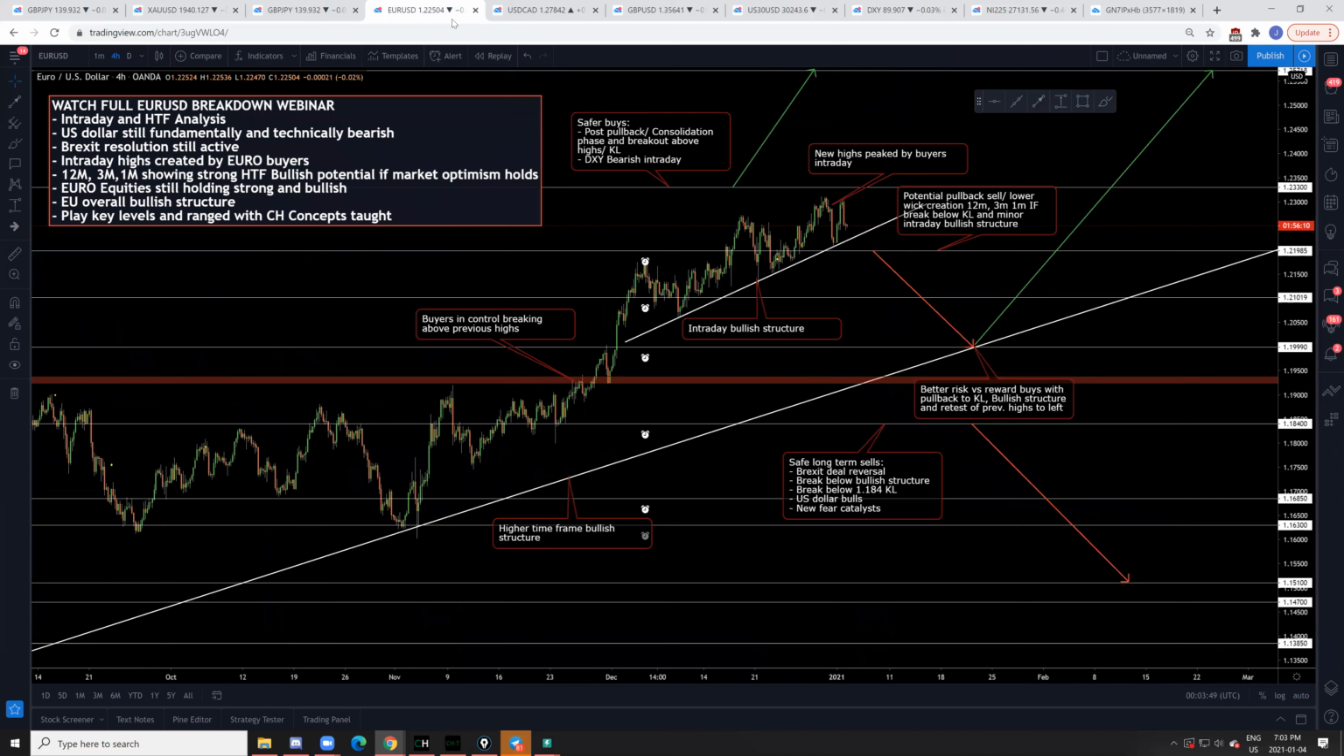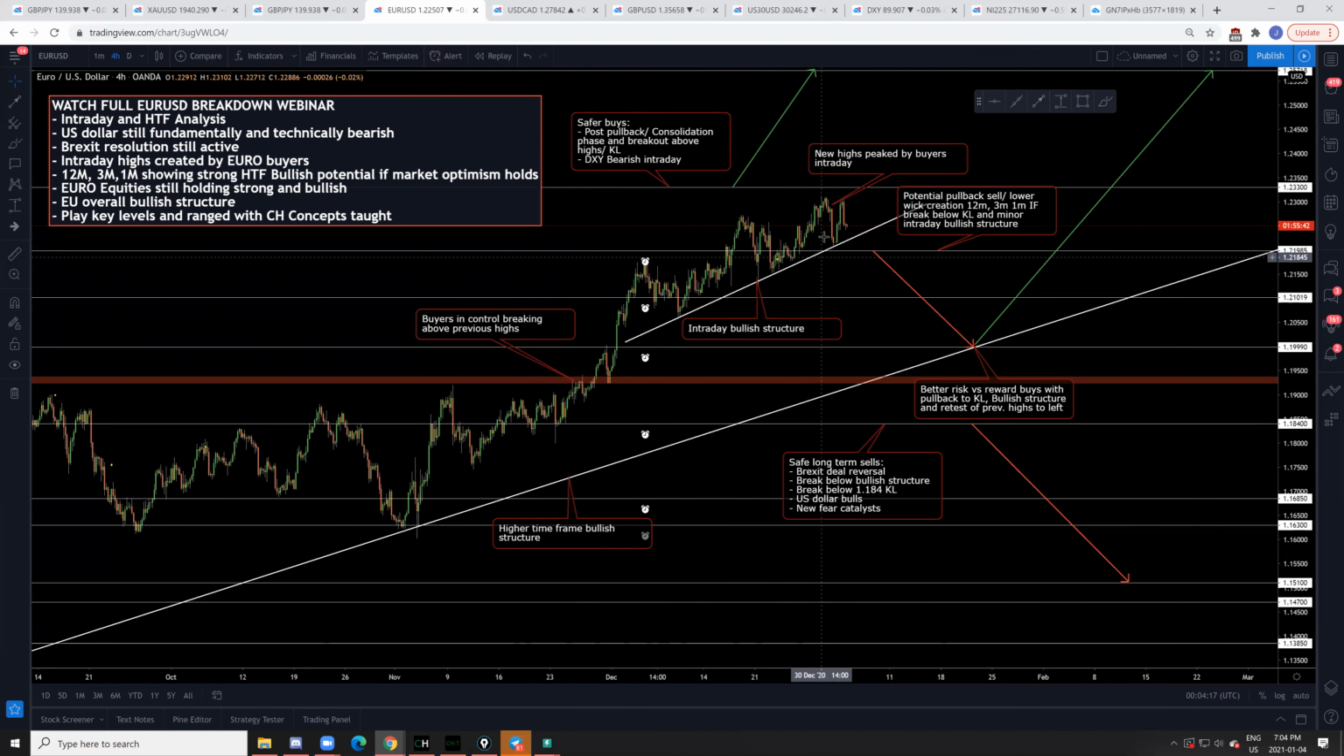of it as well, Brexit resolution is still active, which is giving some optimism to euro and GBP, holding buyers in control. Intraday highs have been created by euro buyers. The quarterly, yearly, and 1 month charts are still showing strong potential bullish upside if market optimism holds. Euro equities, German DAX still holding bullish structure. Euro overall in bullish structure.